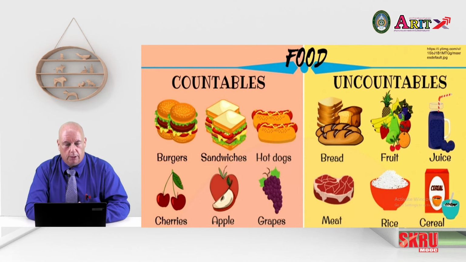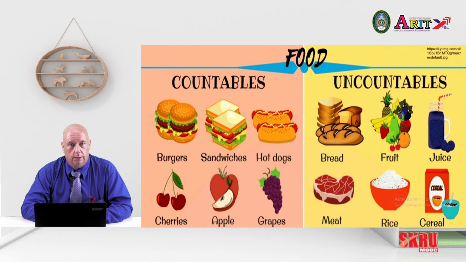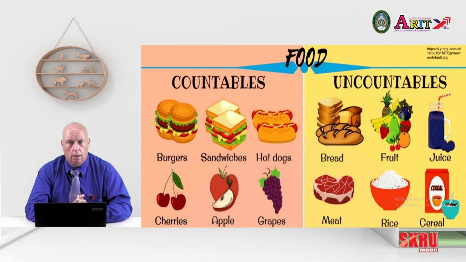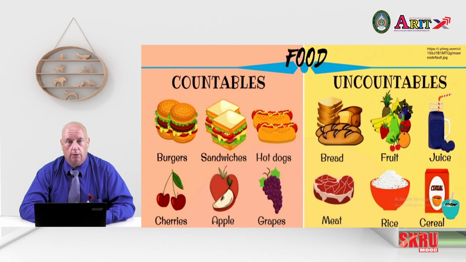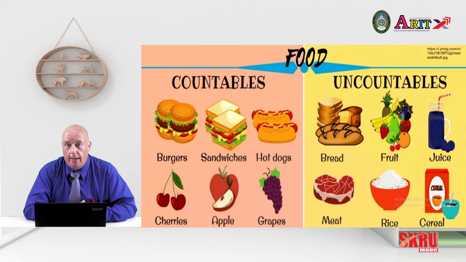The examples I've picked here: countable nouns, burgers, you can see sandwiches, hot dogs, all ending in S. They have plurals. Cherries, apple, that's the singular, but we could have 2 apples. Grapes, again, plural. The uncountable, some examples of common things: bread.